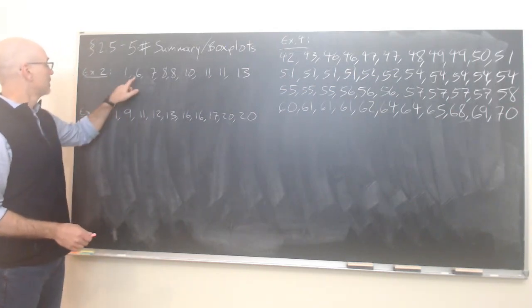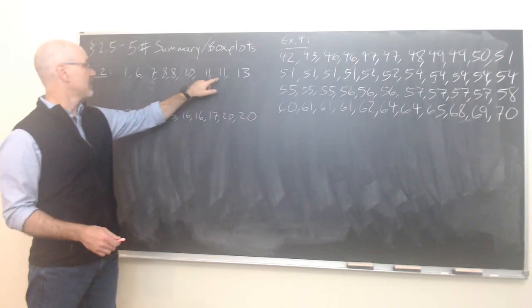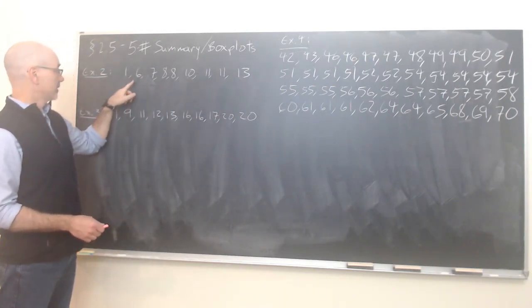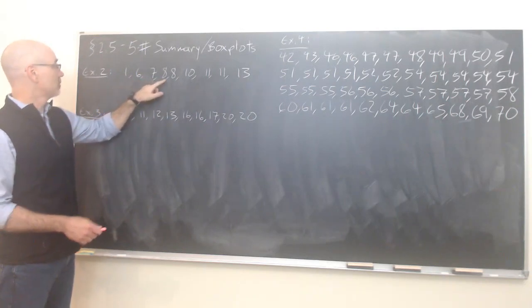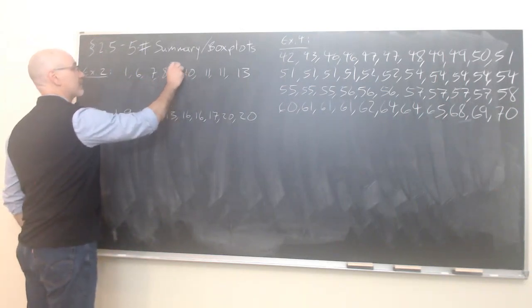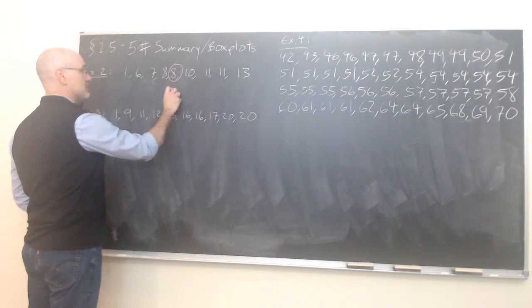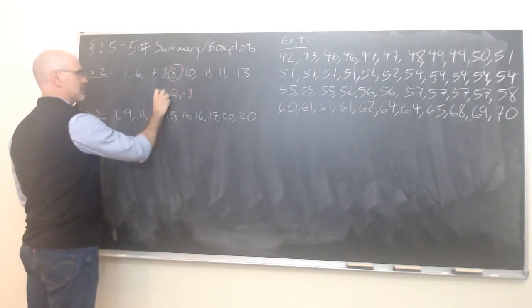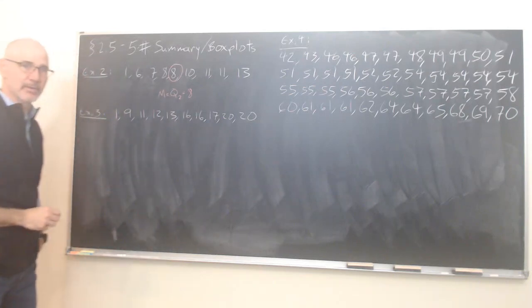So here we have 1, 2, 3, 4, 5, 6, 7, 8, 9 data points. And so the median will be the middle one, or the fifth one. So 1, 2, 3, 4, 5. So the median, or the second quartile, is 8. Sometimes median is a capital M, so that would be okay too.